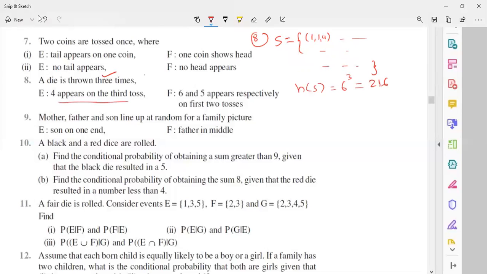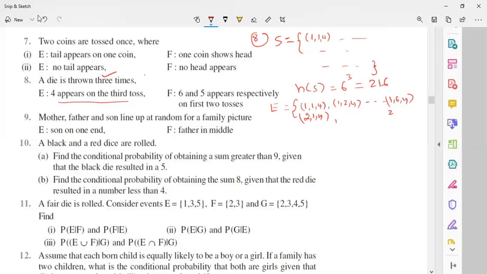Event E: 4 appears on the third toss. This will also be a big sample space. So how will we write it? 1, 1, 1, 2, 1, 3, 1, 4, 1, 5, 1, 6. Because 4 should come on the third toss, we can write easily 1, 1, 4, 1, 2, 4, 1, 3, 4, 1, 6, 4. Similarly here 214 to 264. Okay, got it?